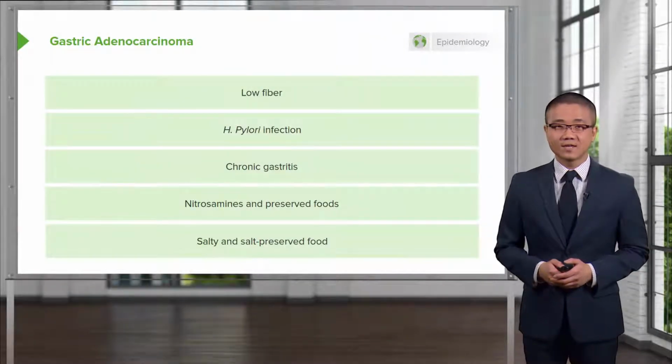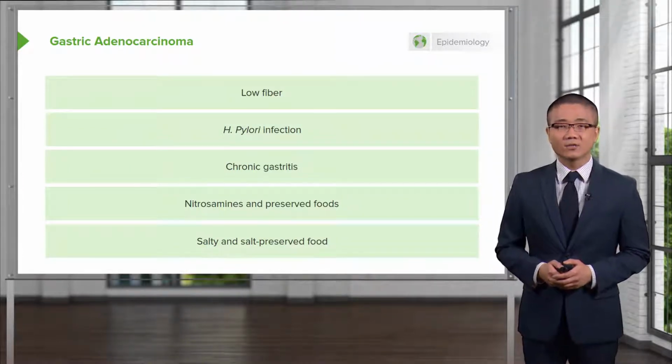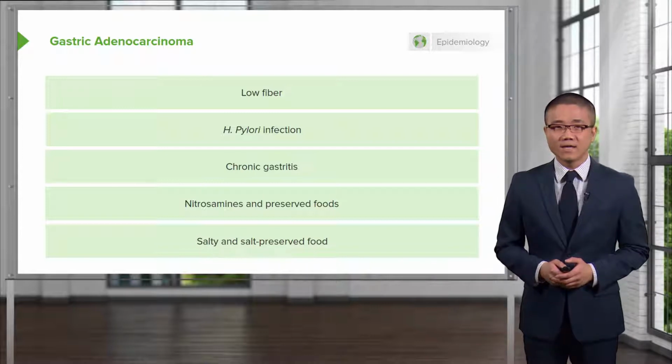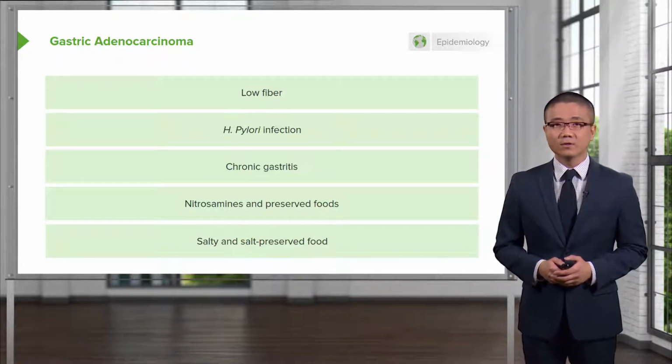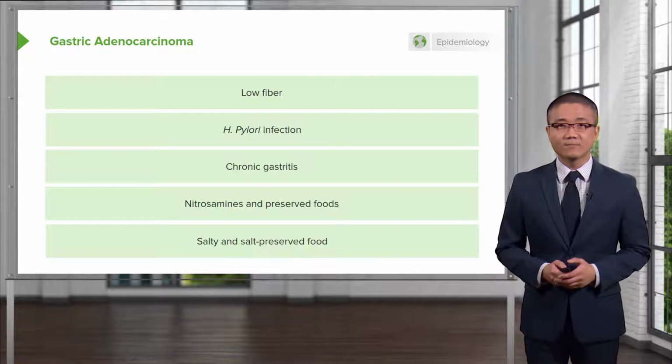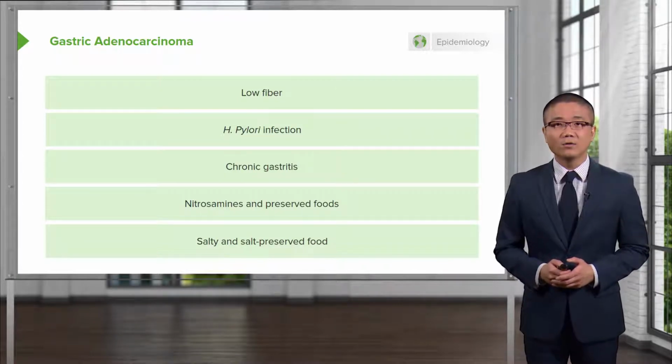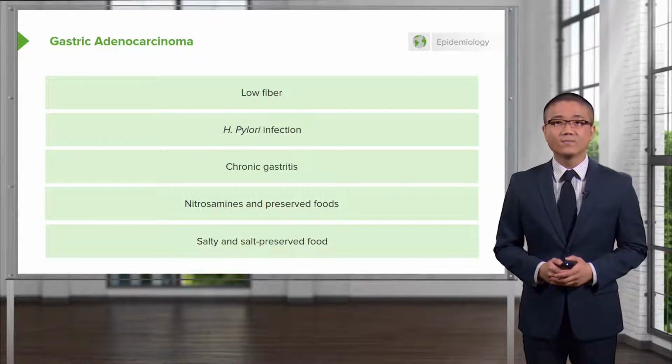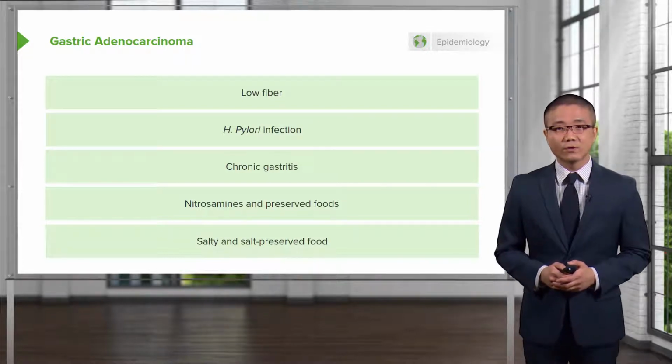Let's begin the discussion about gastric adenocarcinoma. There are some risk factors that are classically associated with gastric adenocarcinoma. They include low fiber diets, Helicobacter pylori infection, chronic gastritis, nitrosamines in preserved foods.